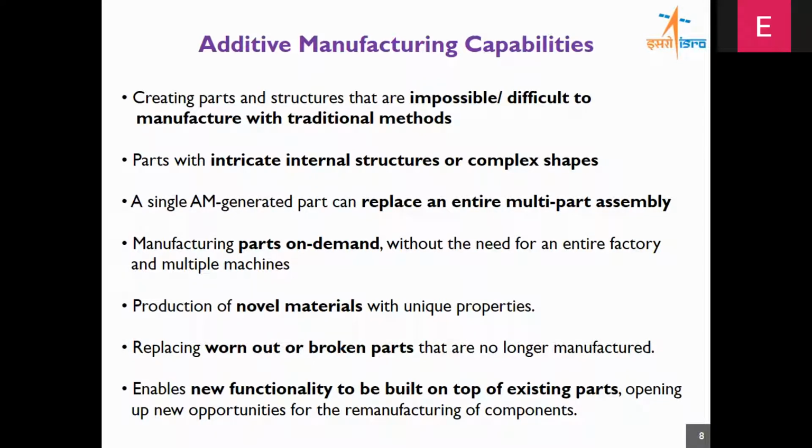And for manufacturing parts on demand or lean manufacturing, in a normal conventional setup, you may have to have an entire factory setup for making a single part as well. That is not required in additive manufacturing. You only need to have an additive manufacturing machine, the input material, and input data in the form of an STL file. Then you can print as many parts in different shapes, sizes, numbers, etc. And it also facilitates the production of novel materials with unique properties.